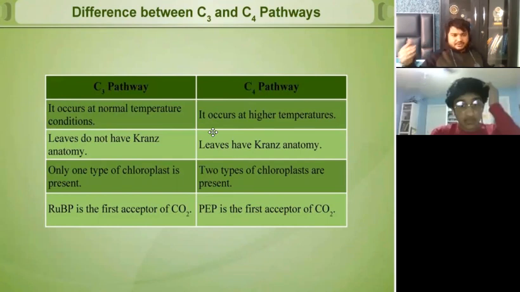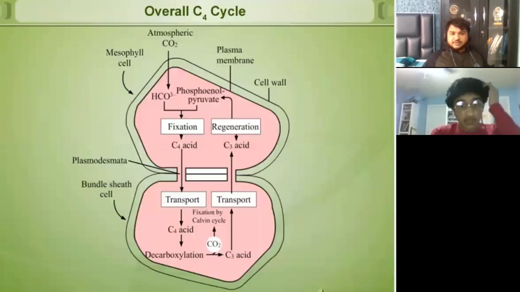So remember, you have to learn the reaction, like the transportation, because in the examination they can ask you anything, like what is happening, plasmodesmata, mesophyll, bundle sheath. So it is all about the C3 and C4 cycle.